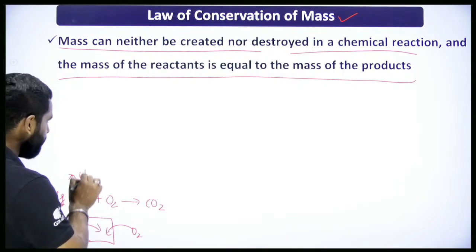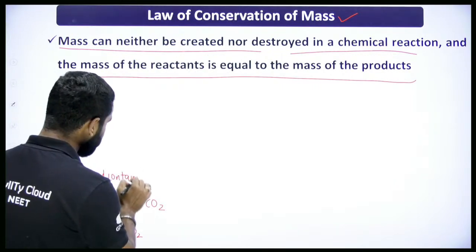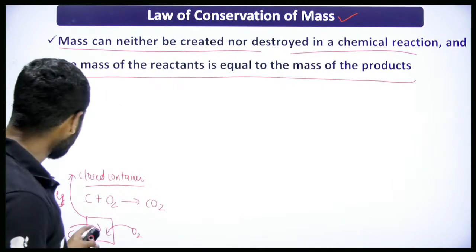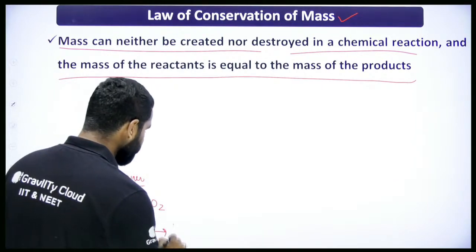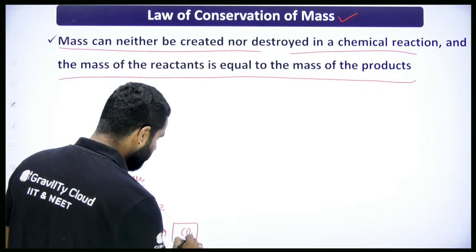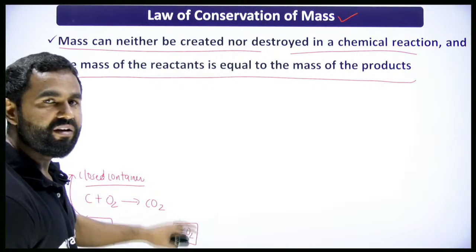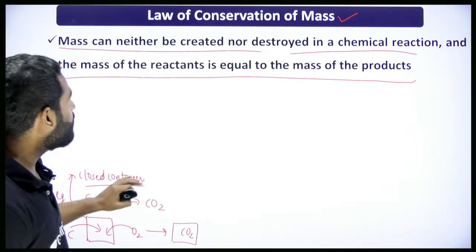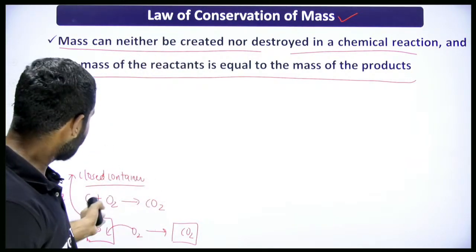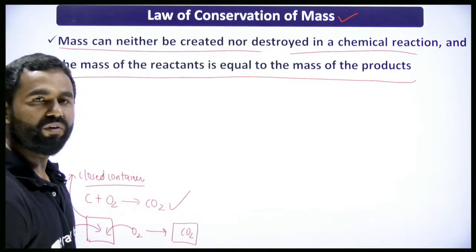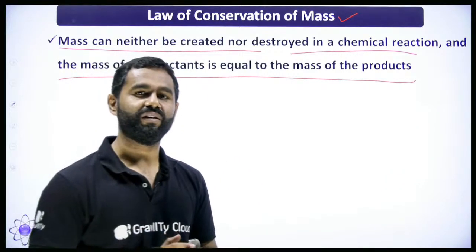This is a closed container, right? This closed container contains carbon and oxygen, and they react and, in the same container, form carbon dioxide, right? So carbon and oxygen react in the container and form carbon dioxide. The important thing is, I need to see whether the law of conservation of mass applies here or not, whether this chemical reaction follows the law of conservation of mass or not. That we need to see, right?